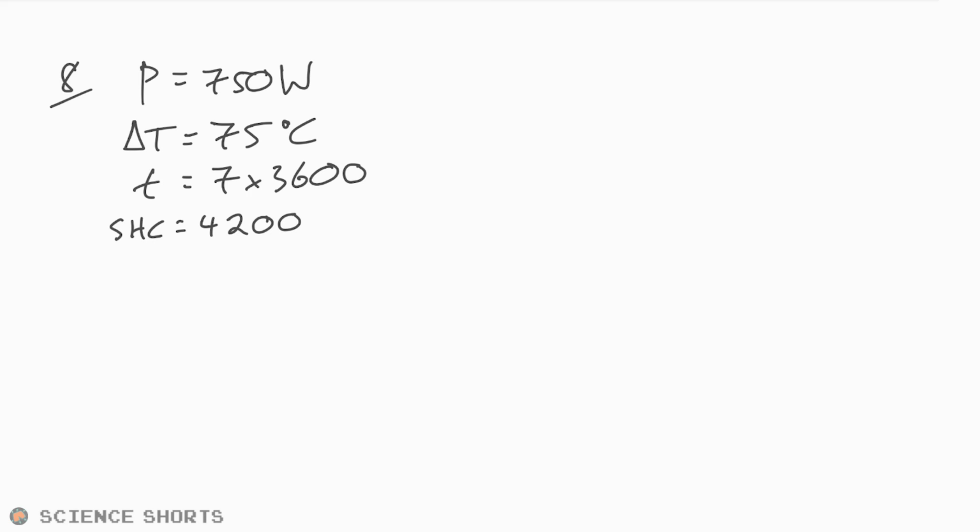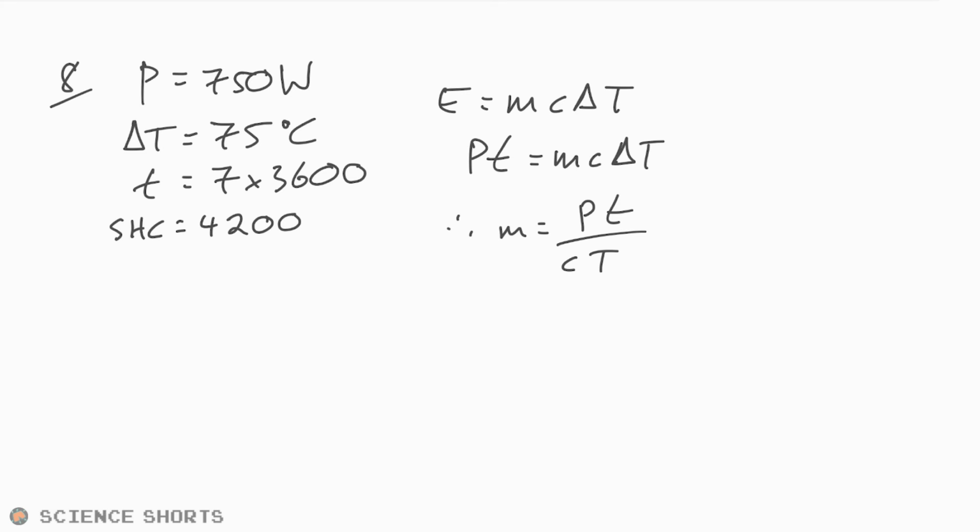So what mass of water is heated? Pretty easy if you ask me. Energy is equal to mcΔT, where c is the specific heat capacity. Replacing energy with power times time, we end up with this. And so therefore mass is equal to PT over cΔT. I'm just going to put T there.